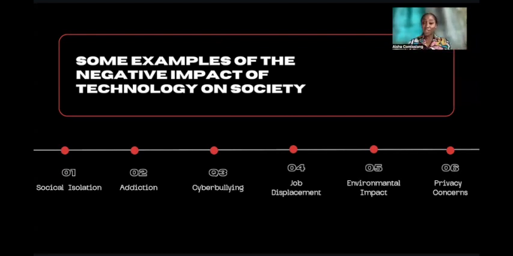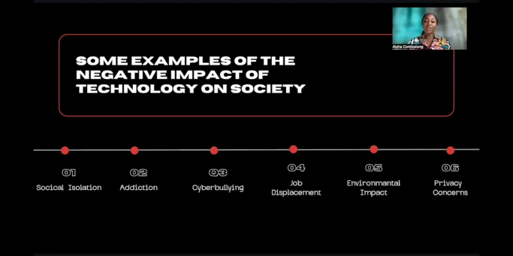Then there's job displacement. Automation and the introduction of artificial intelligence are technological advancements that have led to job displacement in some industries. This can lead to economic hardship for individuals and communities. And then, of course, there's the environmental impact. Technology can have a significant environmental impact. For example, the production and use and disposal of electronic devices can lead to pollution and other environmental problems.